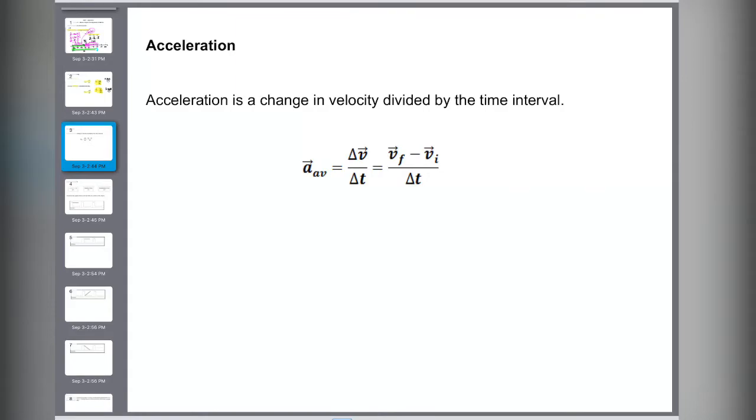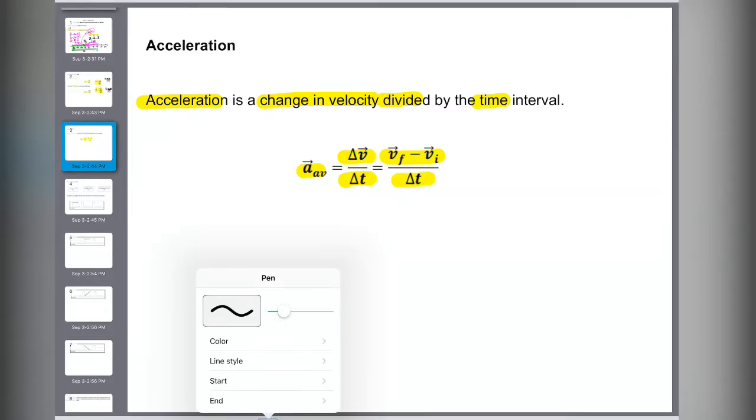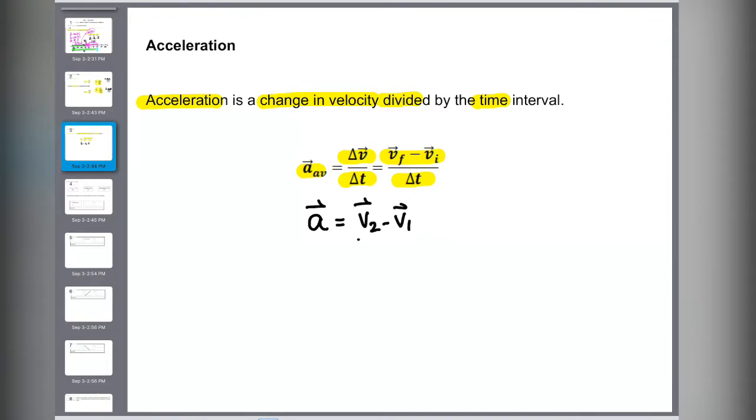The next concept we're going to cover is called acceleration. The definition for acceleration is change in velocity divided by the time, so the rate of change in velocity. So basically, how quickly are you speeding up or slowing down? The equation is acceleration is change in velocity over time, which equals final velocity minus the initial velocity. So dropping the av again, I don't need you to write the av. So a is v2 minus v1 over delta t.